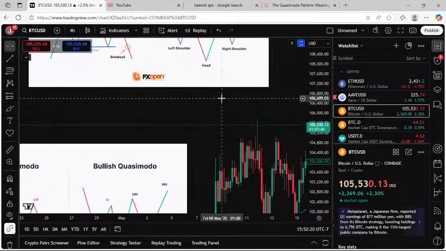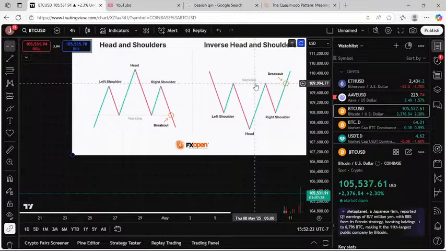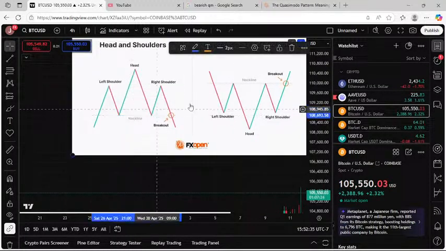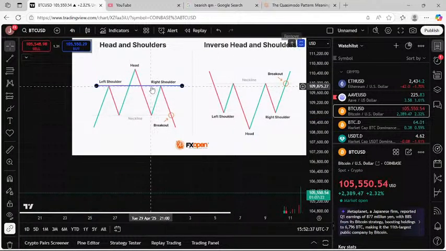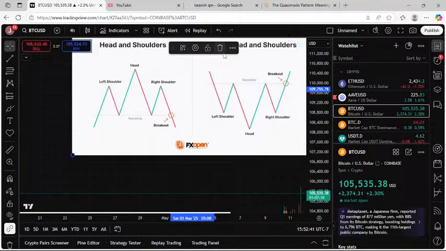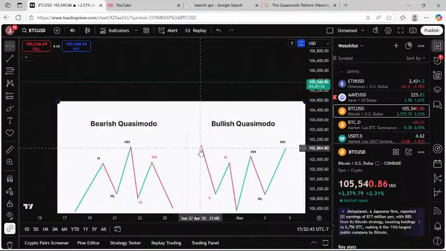because like I said, with your head and shoulders pattern, the neckline will be retested. It will not break. Your candles will close at the neckline and not go beyond it. So the neckline is what basically makes the pattern valid.